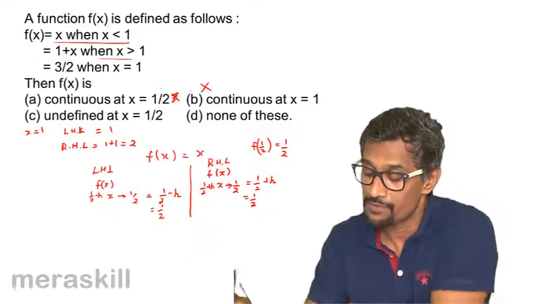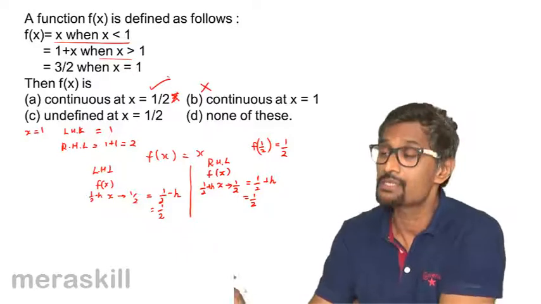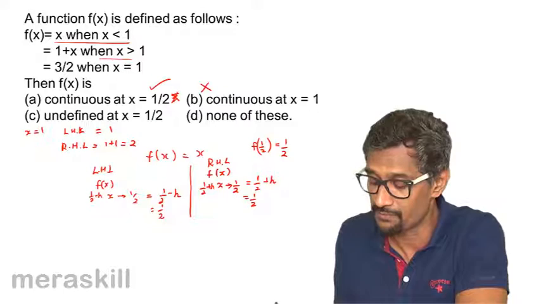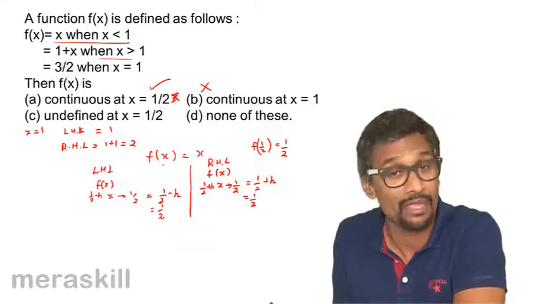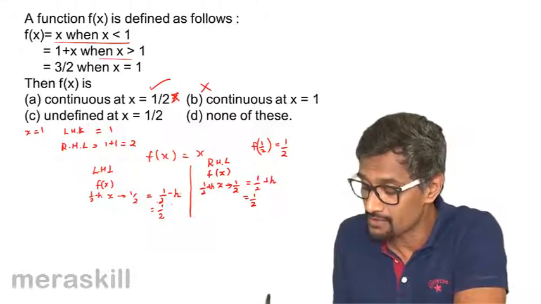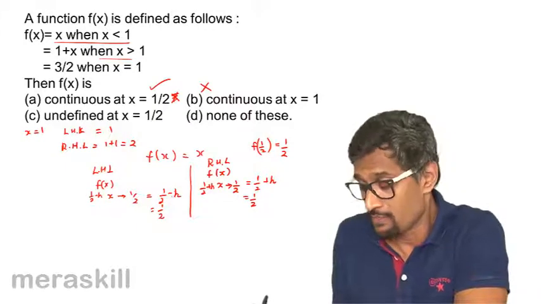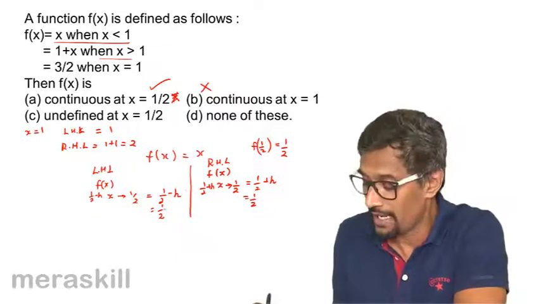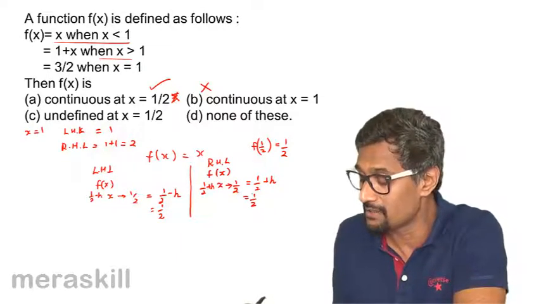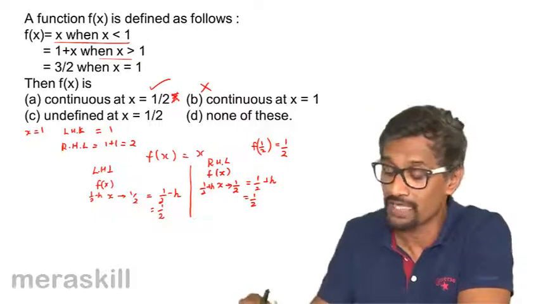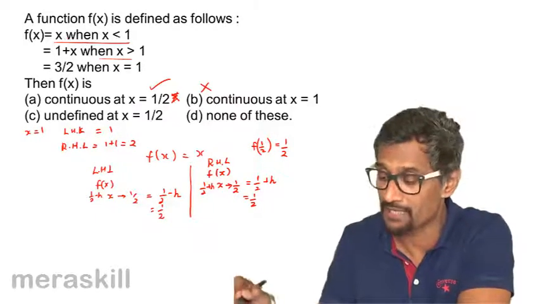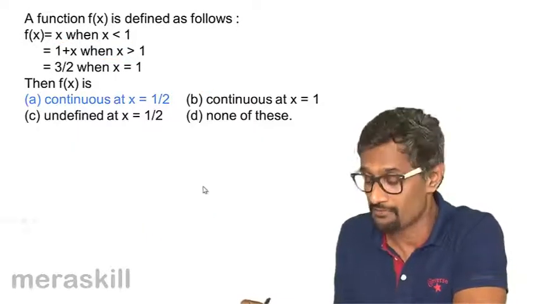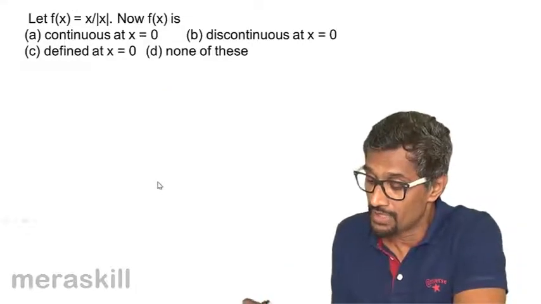So undefined at x is equal to half is out of question. So it is definitely continuous at x is equal to half. You remember how we can do it: taking the left hand limit by substituting half minus h wherever you have x. And once you get the simplified version of the function, the limiting value is obtained by substituting h as 0. In both the cases, left hand limit and right hand limit turn out to be the same, and the value of the function is defined as x itself. So it is definitely continuous at x is equal to half, as we got it.